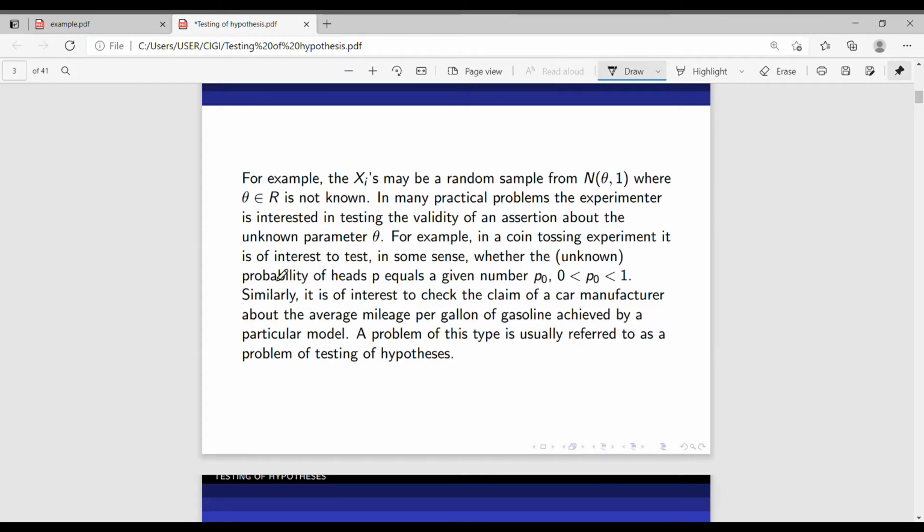That is, we are testing a statement about the parameter theta. We are testing whether p, the probability of head, equals some given value p naught. The value p naught is already known, and we are testing whether p equals p naught. Here the condition is 0 less than p naught less than 1, because p is the probability of occurrence of head, so it lies between 0 and 1.